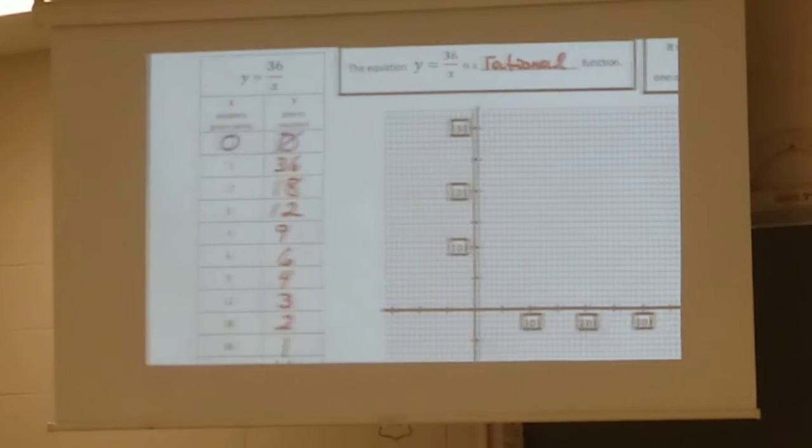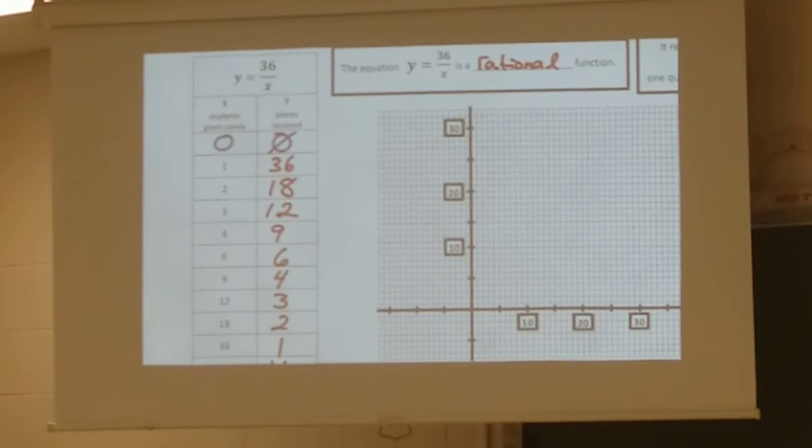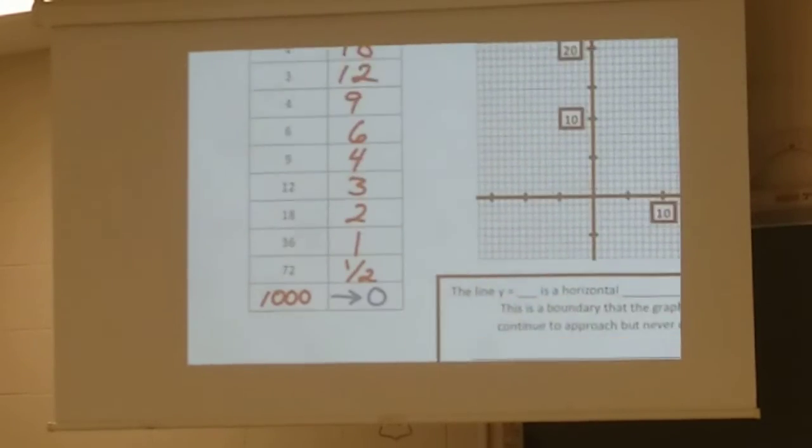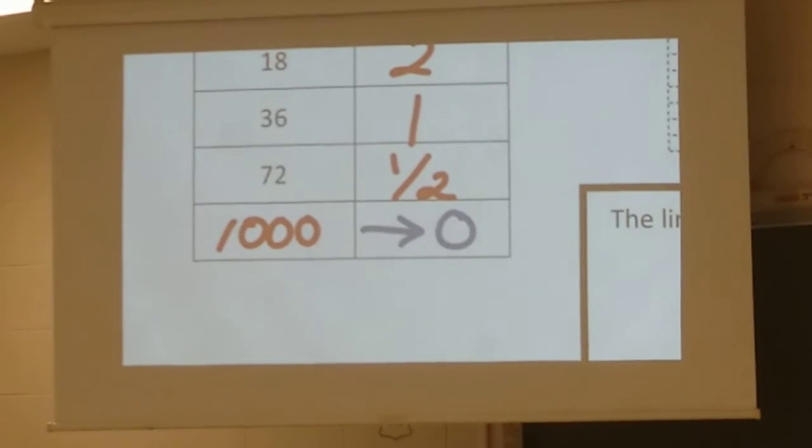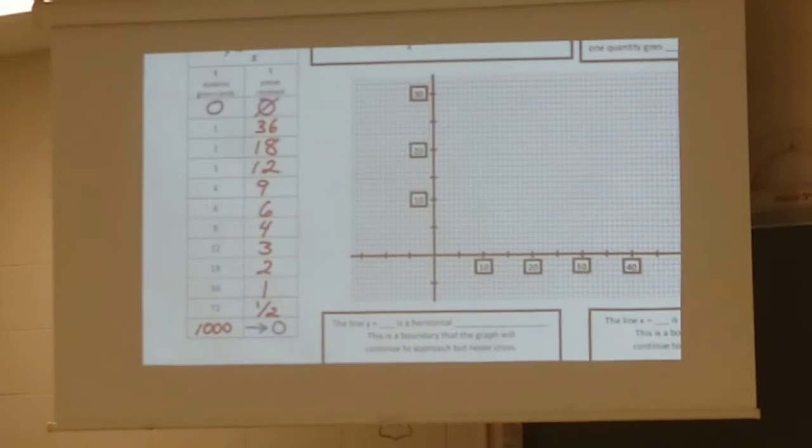Okay, so I just want you to be wondering what's going to happen at the ends of the graph. What happens if I have this 1,000? And then what happens with this undefined?